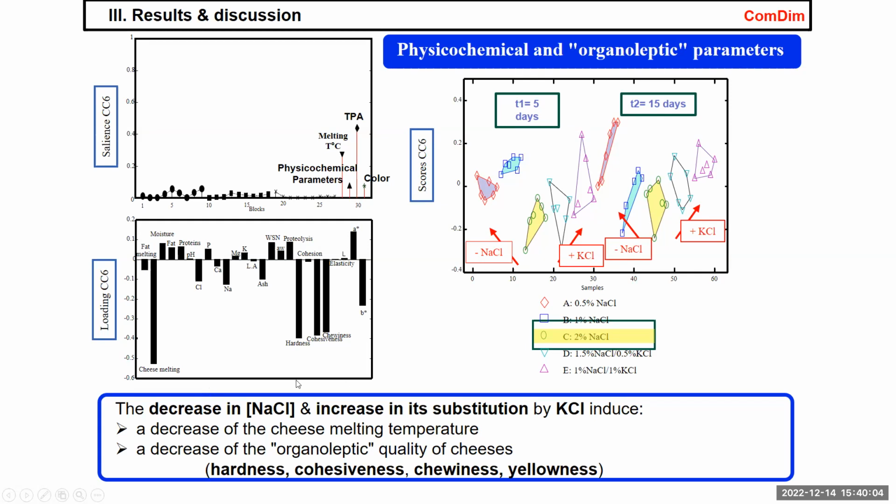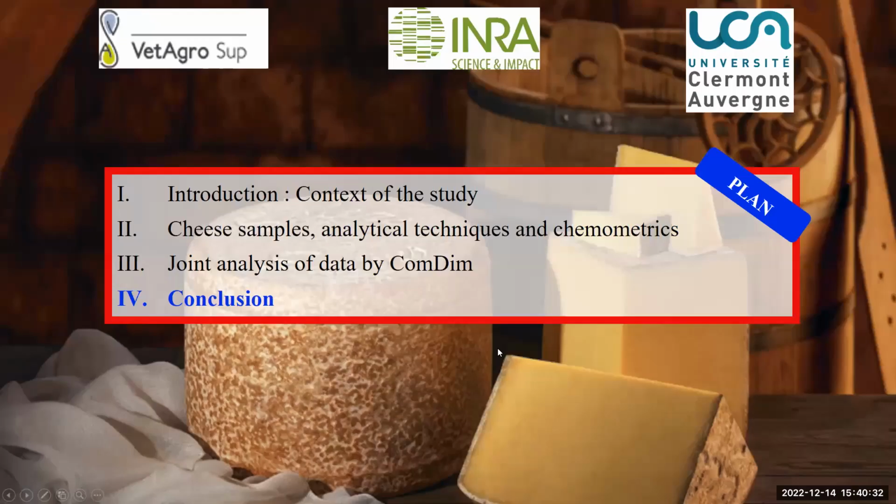So the conclusion that we can give is that the decrease in the sodium content and the increase in its substitution by potassium will induce a decrease of the cheese melting temperatures, and a decrease of the organoleptic quality of the cheese, because we have a modification of the hardness, cohesiveness, chewiness, and also the color of the cheese product.